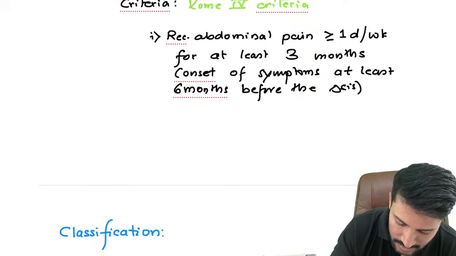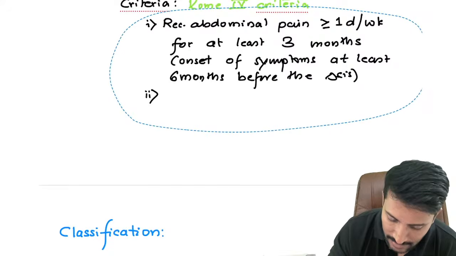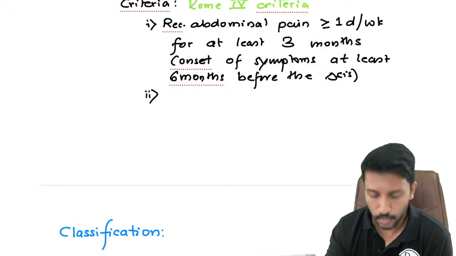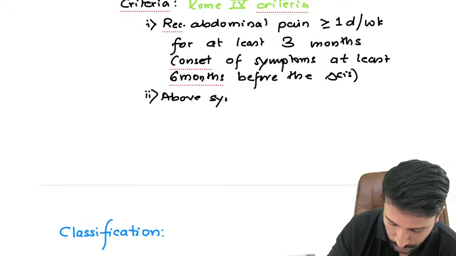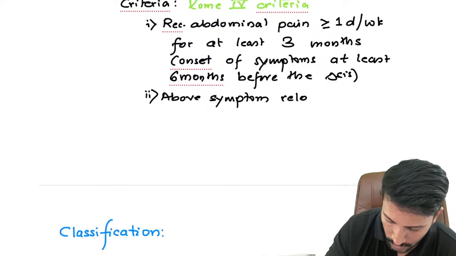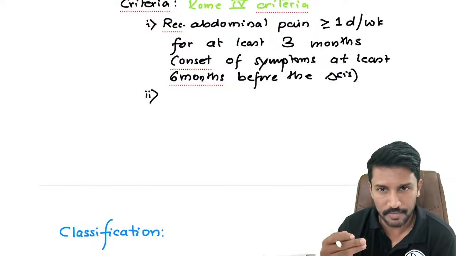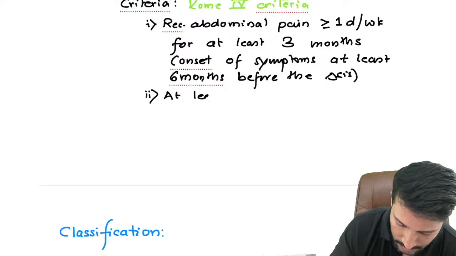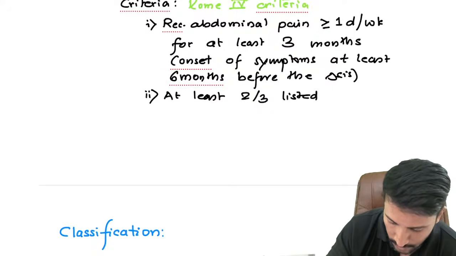Okay. Then there is a second criterion that we need to satisfy. What is it? The symptoms, or the abdominal pain, should be related to defecation. Or in simpler words, I will list 3 features. At least 2 of them should be present, right? At least 2 of the 3 listed below.